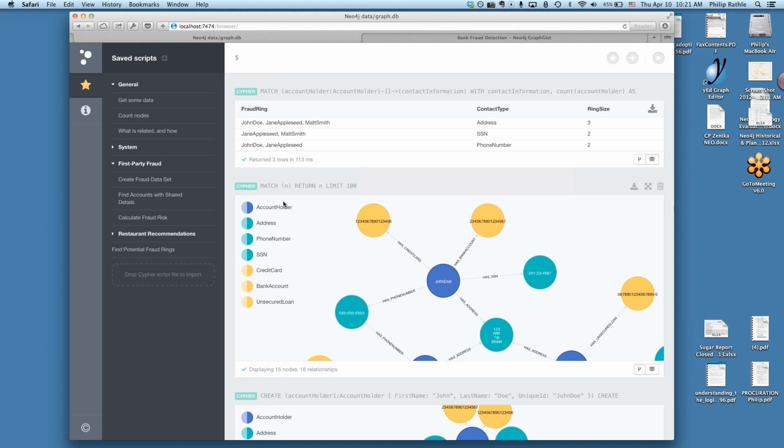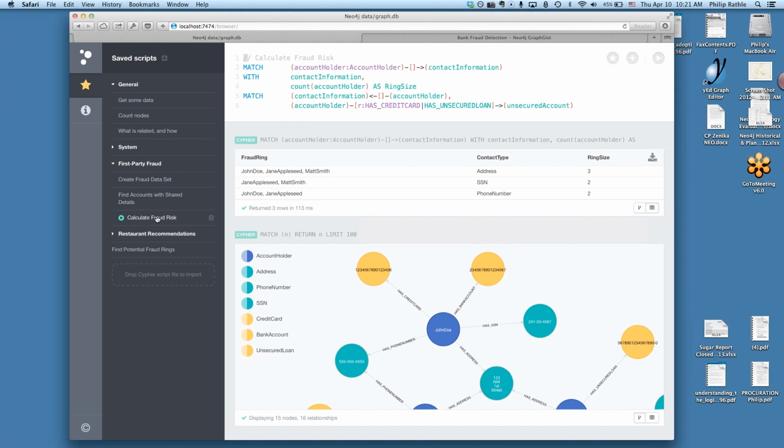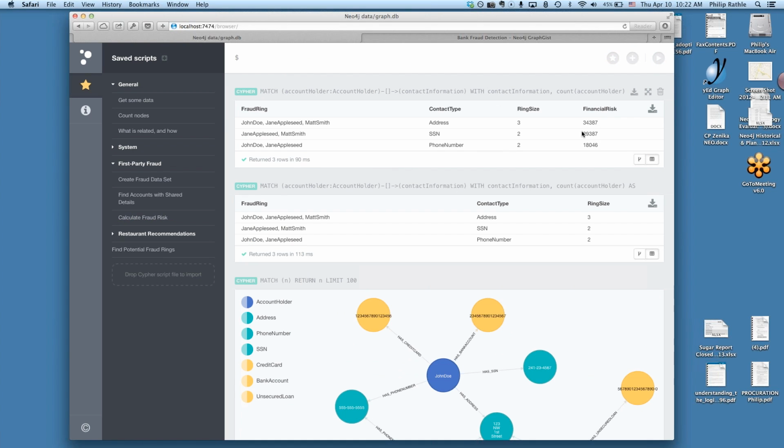The faster, the bigger the data set, the more this type of query actually takes roughly the same amount of time. Now, here's an extension of this. Let's say I want to calculate the fraud risk. Well, I can go and prioritize my manual efforts if this gets escalated to someone who's actually going to investigate, as a function of what's the potential risk.